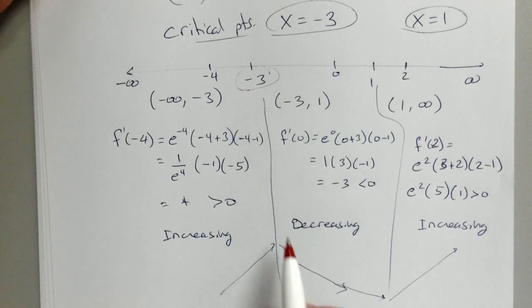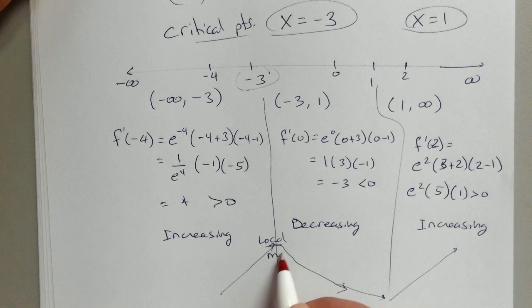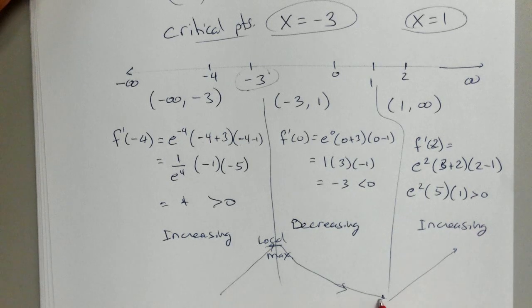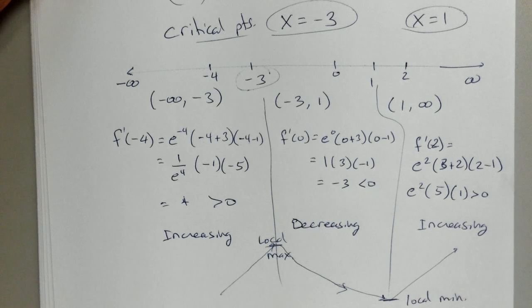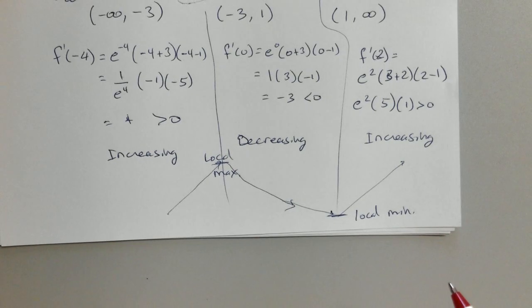So at negative 3, what is it? Is it a maximum or minima? The local maximum, because it's the highest of that peak. At 1, it's a local minimum, because it's the lowest part of that. And since these graphs go on infinitely both ways, we have no absolute maximum or minimum. So that's the first derivative test.